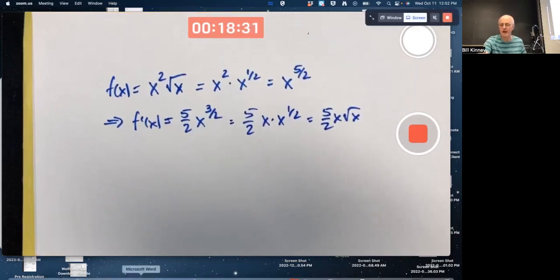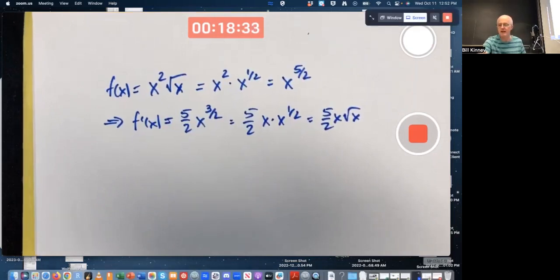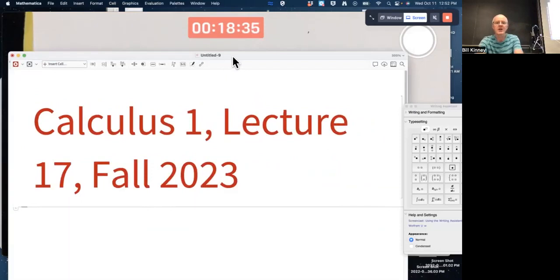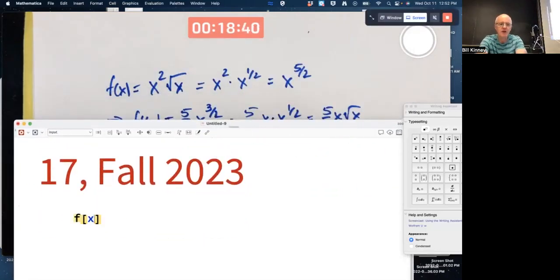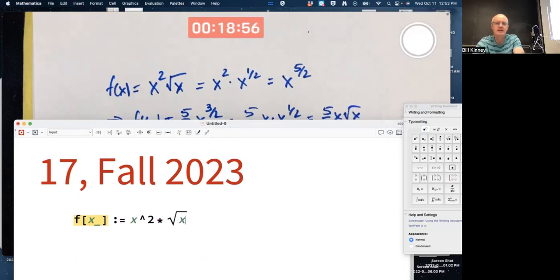Let's check it with Mathematica. We want to get some practice using Mathematica today. One way to check this with Mathematica is to enter the function like I've shown you how to enter functions before. Remember, with square brackets and underscores after the variable name. And I could type x squared times the square root of x. I can use the palette over here. There's a square root symbol right here. I could hit that button and I see a square root. Do my shift return to enter that into memory.